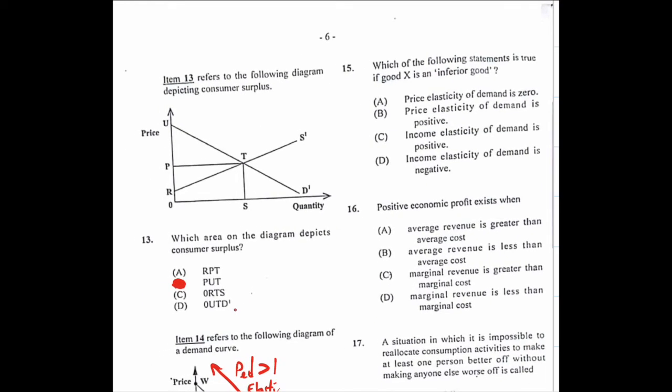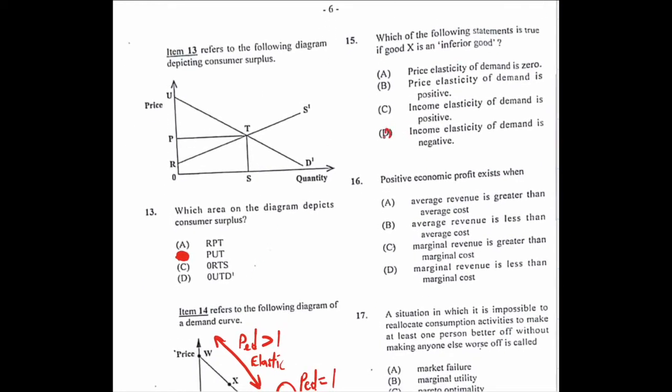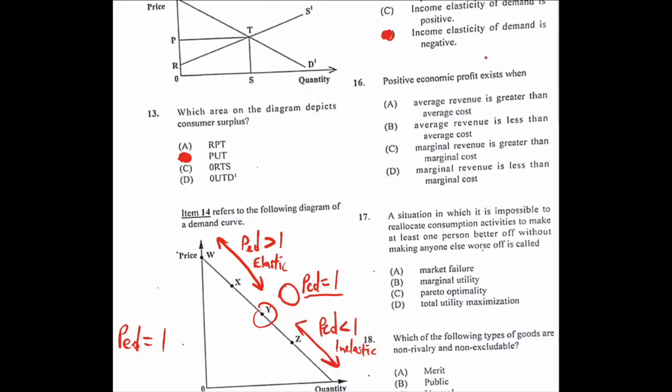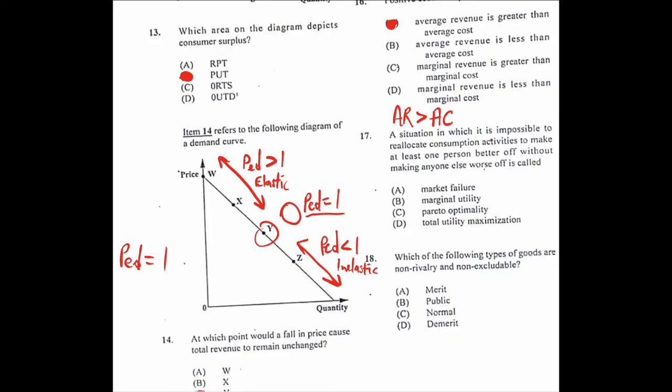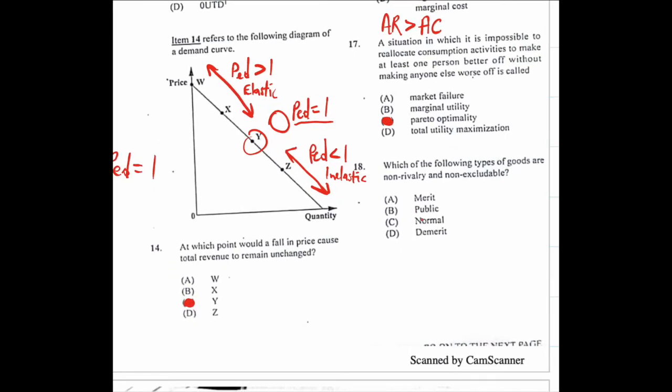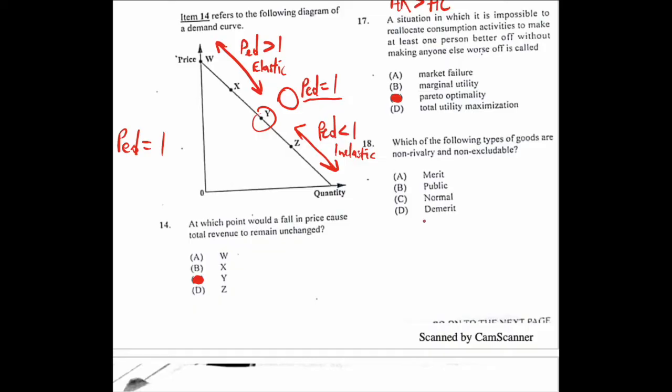15 says, which of the following statements is true if X is an inferior good? That is D. YD is negative. Remember that for inferior good, there's an inverse or negative relationship between consumer income and quantity demanded. 16 says positive economic profit arises when average revenue is greater than average cost. That is A. A situation in which it is impossible to reallocate consumption activities to make at least one person better off without making anyone else worse off is known as C, Pareto optimality. This is where productive efficiency and allocative efficiency occur.